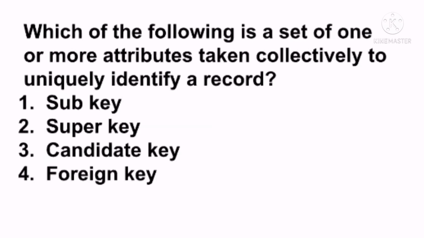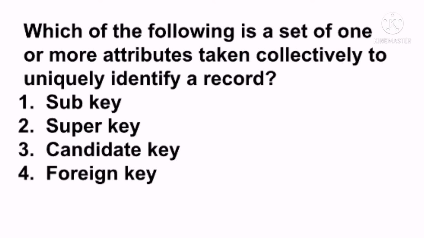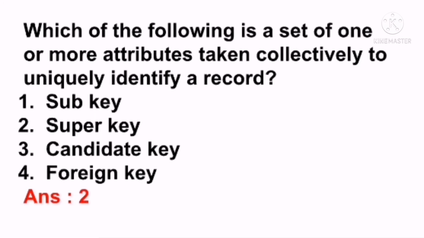Next, which of the following is a set of one or more attributes taken collectively to uniquely identify a record? Your options are first one subkey, second one super key, third one candidate key, fourth one foreign key. So the correct answer is super key. Super key is nothing but a set of one or more attributes taken collectively to uniquely identify a record. Okay, it is a super key.